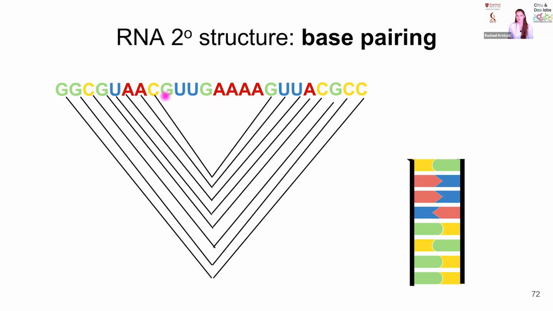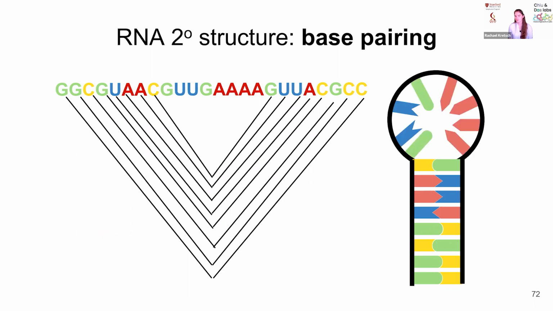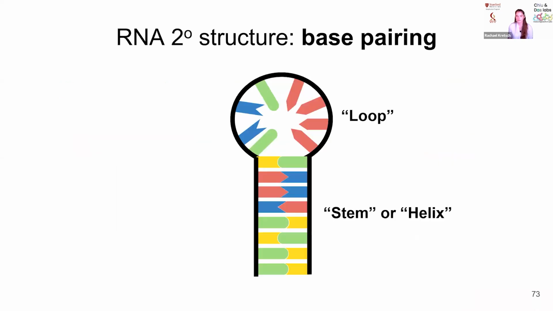But then we get to a G and an A. Those don't like pairing up, which is absolutely fine because RNA doesn't mind being unpaired. It prefers being paired, but it's fine with being unpaired. So now we have what we call a stem, which is this ladder of base pairs, and then the loop, which is this unpaired region.